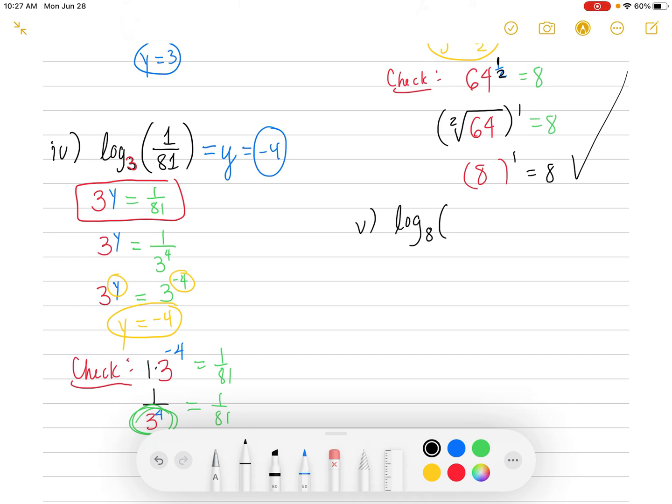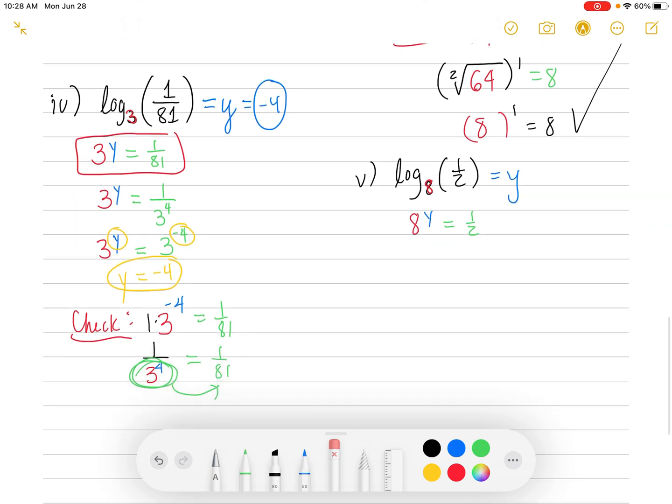Let's do a number 5. Let's say we have log base 8 of 1/2. So we want to find out what that's equal to. Let's call it y. So I'm going to take the log base 8, make it exponential base 8, and raise that to the yth power. That's going to be equal to 1/2.